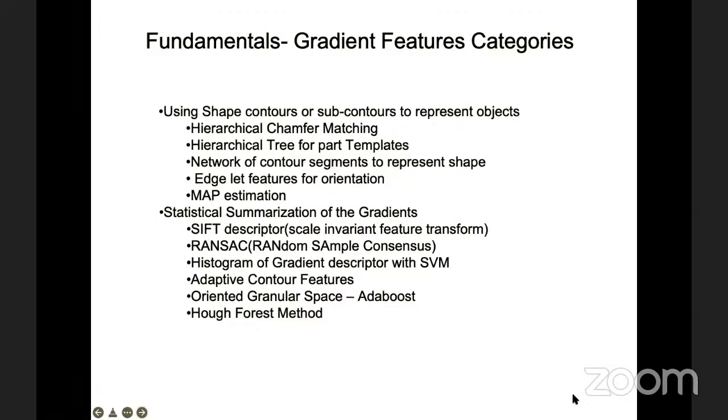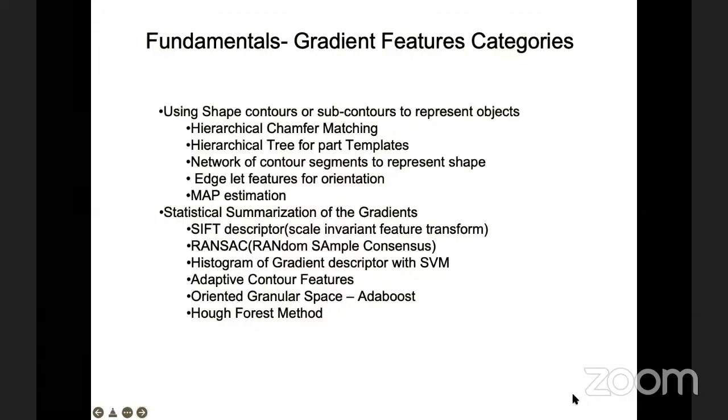Then statistical summarization of the gradients. And there are some old methods and some new methods, a combination of these. The first one is the SIFT descriptor. Second is the RANSAC. RANSAC is a faster technique than the SIFT, random sample consensus. HOG is another technique where you use the gradients, and it is a statistical summarization of the gradients. Of course, SVM is a classifier, but fundamentally it is the HOG which comes under the statistical summarization.